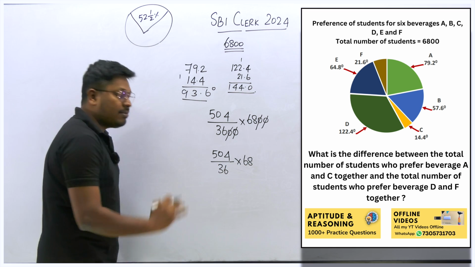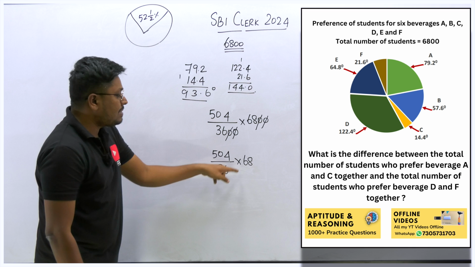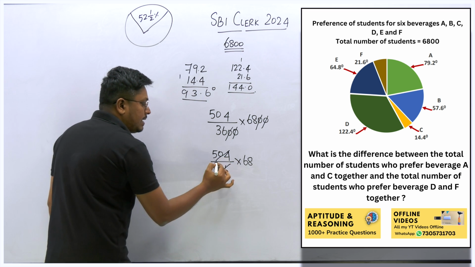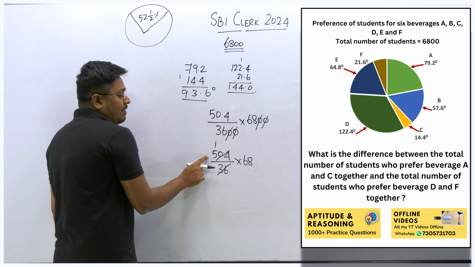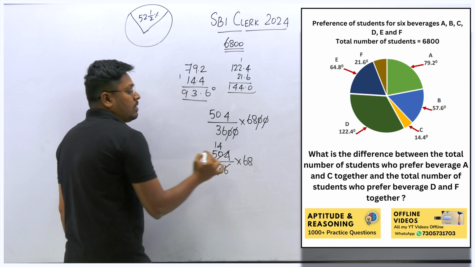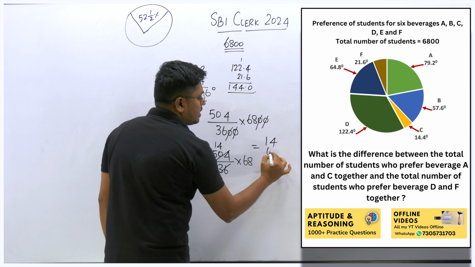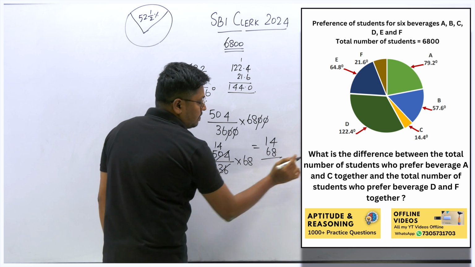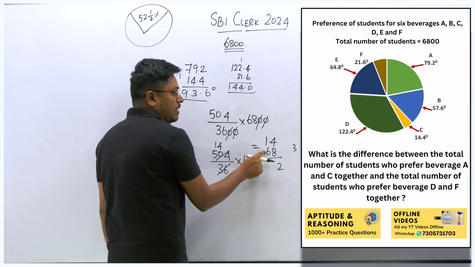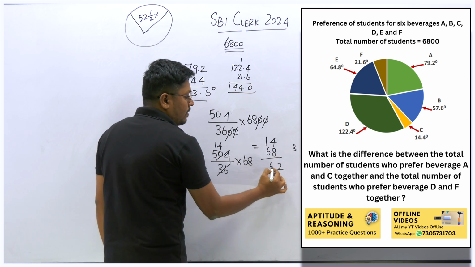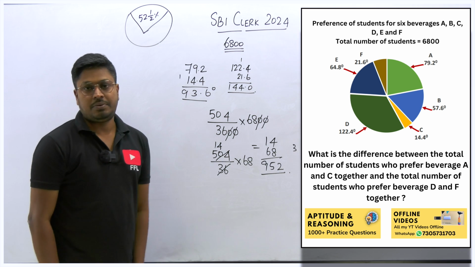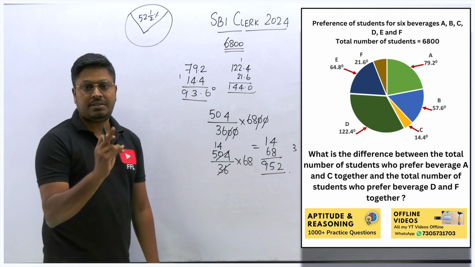If you are weak in calculation, just keep on cancelling using the two table and you will get the answer. Or else you can directly cancel 504 and 36, and the remaining will be 14, which is 4 times. So 14 into 68. 8 4s are 32, remaining will be 3. 6 4s are 24, 24 plus 3 is 27... and so the answer will be 952. This is the answer for the first question.